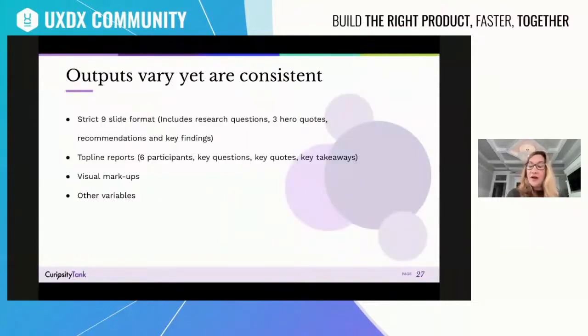So the outputs vary, but they're going to be consistent within the team. I know some teams have a strict 9-slide format, and it includes very specific things. Other teams use only a top-line report, but they have very specific consistency in other areas. My preference has always been visual markups because I work really closely with the designers, and that's a very easy way for me to communicate what's working well, what's not, what's resonating, where the opportunities are, what we might want to explore or do differently. And there are lots of other variables as well.